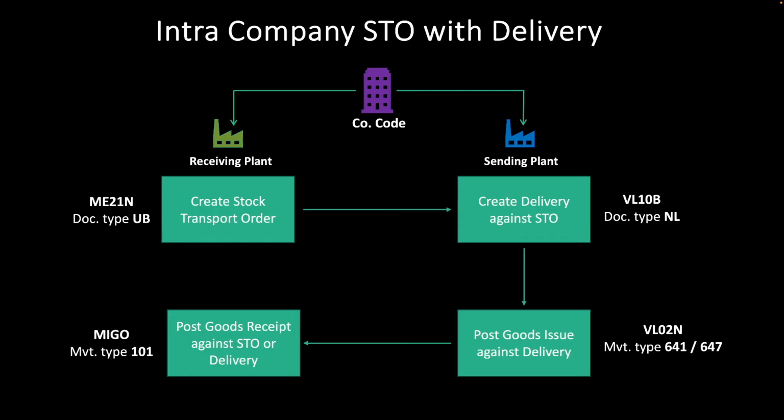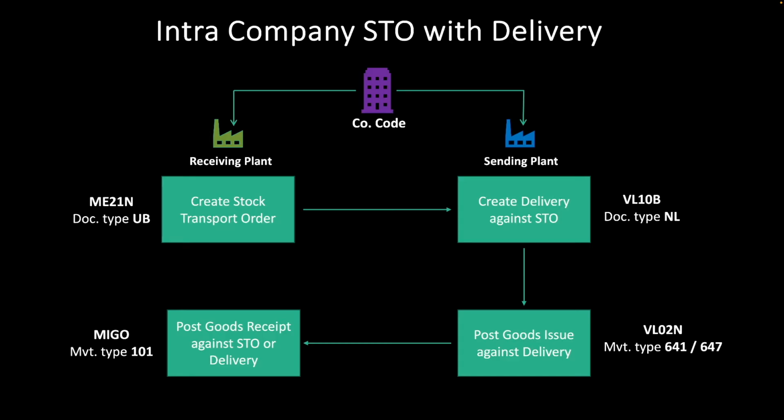So you can see here it is a 4-step process. First you create a stock transport order, the document type is UB. Then you create a delivery from the sending plant side. The T code is VL10B and document type, that is the delivery type, will be NL. Then you post goods issue. The T code will be VL02N.